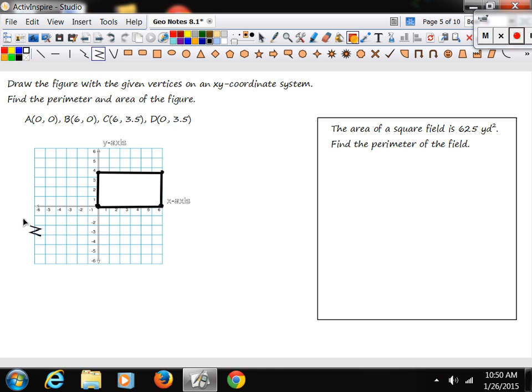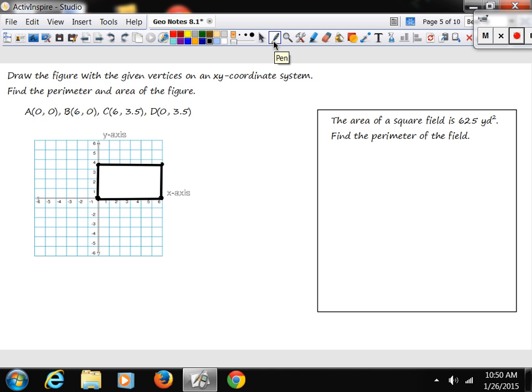And you should be able to, since it's horizontal and vertical, just count across and get the lengths. Now, if it was turned a different direction, then you're going to need to use the distance formula to find the sides. So right now you can count across. This is 6. This is 3.5. Here's another 6. Here's another 3.5. How do I find the perimeter, since I need perimeter and area?